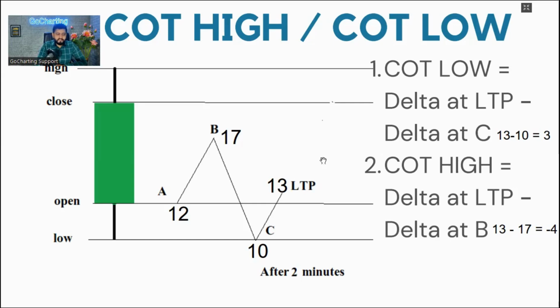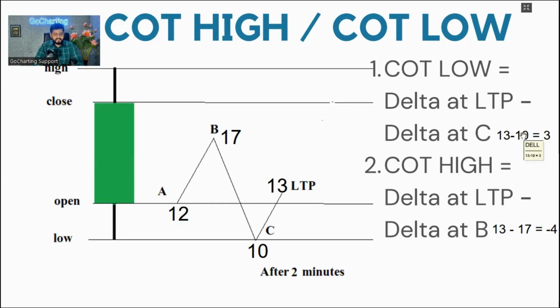Okay, so for example, this is our LTP. So what is delta at this level? It is 13. And what is the latest low? It is C. So the delta at that point was 10. So what is caught low? It is 3. Now, what is caught high at this particular point? So delta at LTP minus delta at the latest high. So what is the latest high? Latest high is B over here. So caught high will be 13 minus 17, that is minus 4. So notice here that the caught high is negative and the caught low is positive.